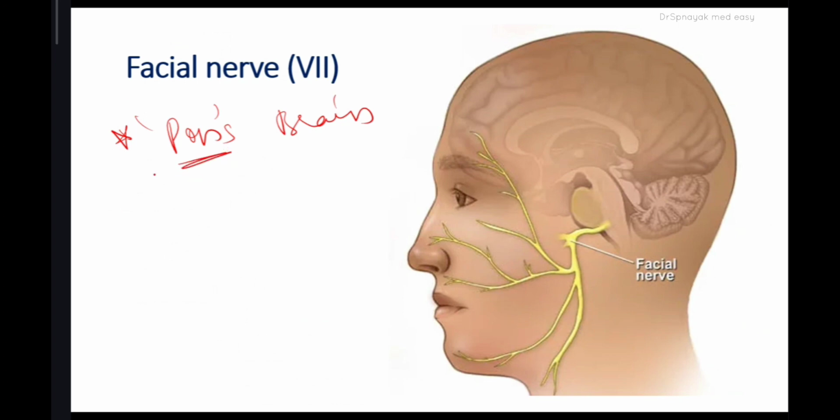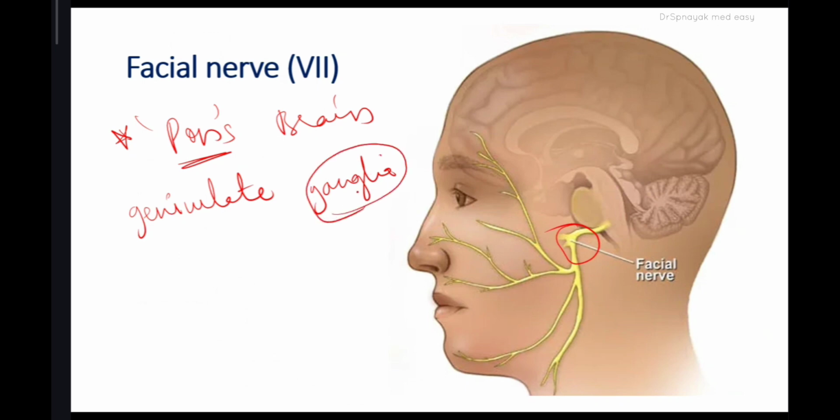It runs through the temporal bone. And what it does here is form one ganglia, which is called the geniculate ganglia. You know what a ganglia is? Ganglia is nothing but a group of cell bodies of peripheral nerves. The cell bodies of peripheral nerves associate at one place and form a ganglia. The same cell bodies, if they originate at one place in the brain, it is called a nucleus.